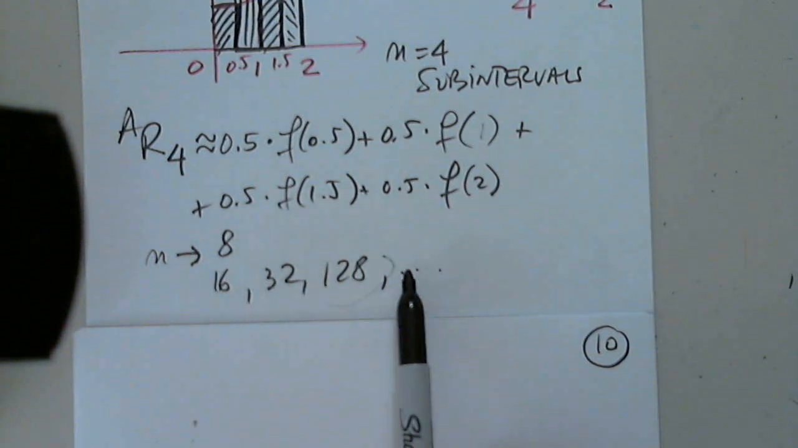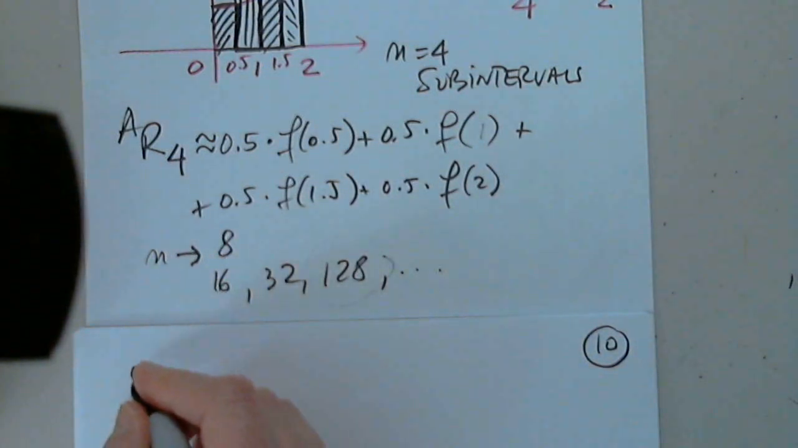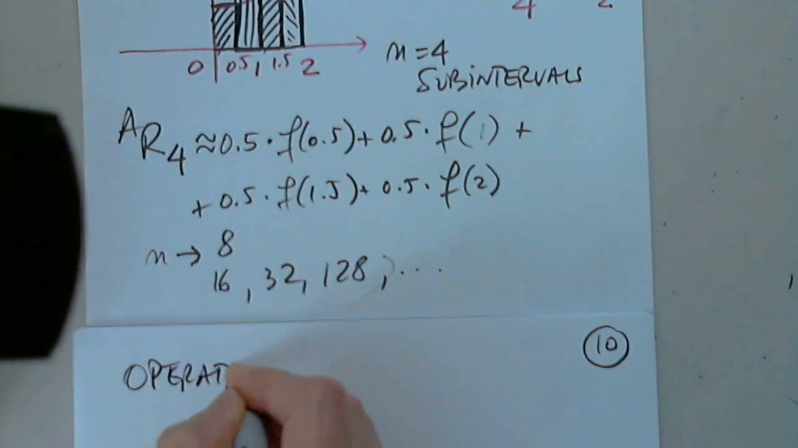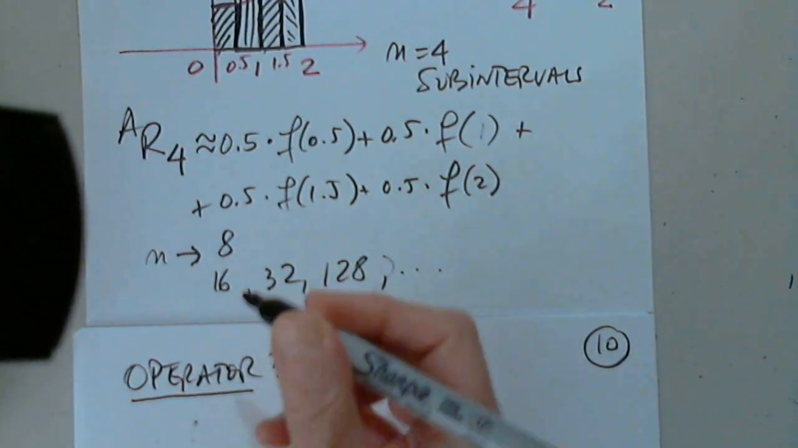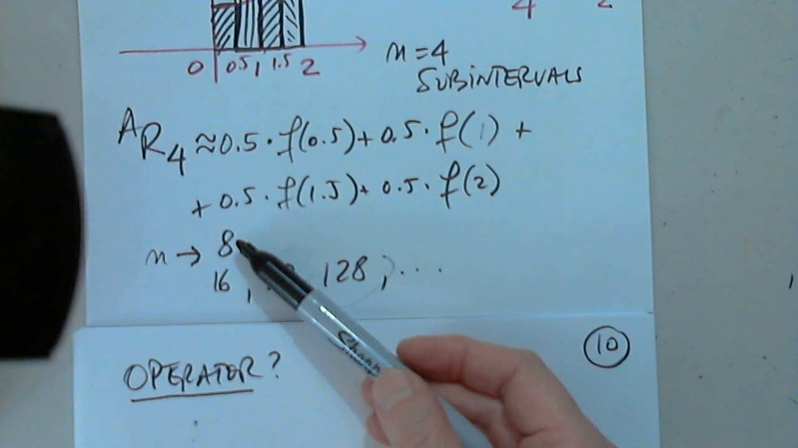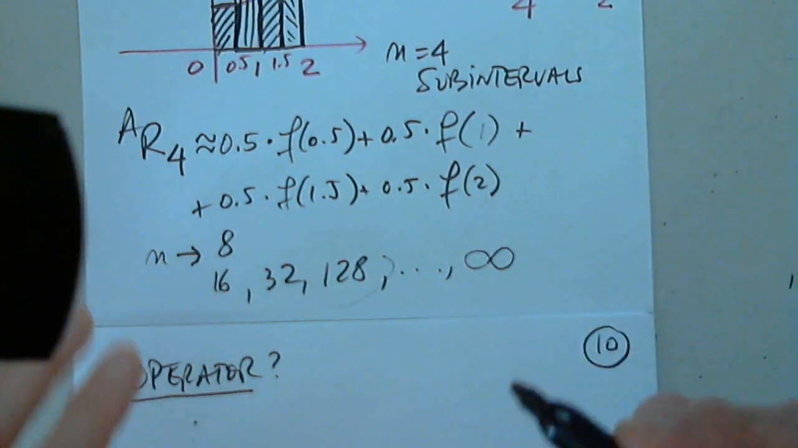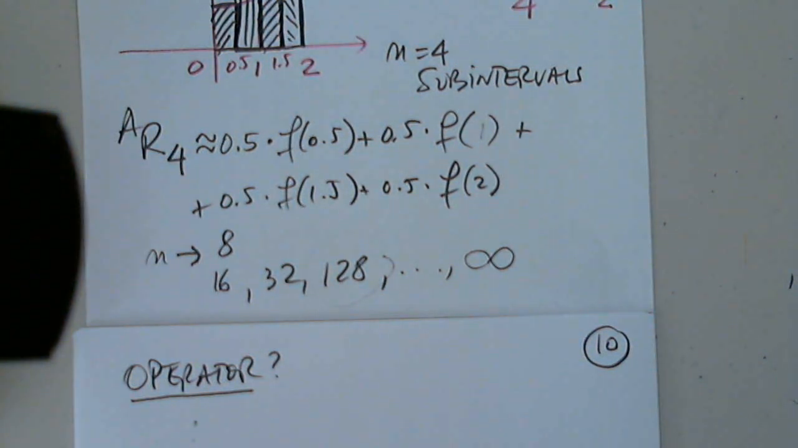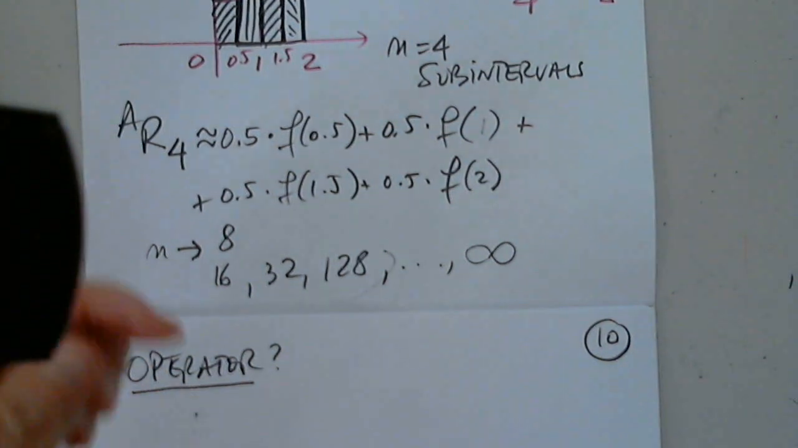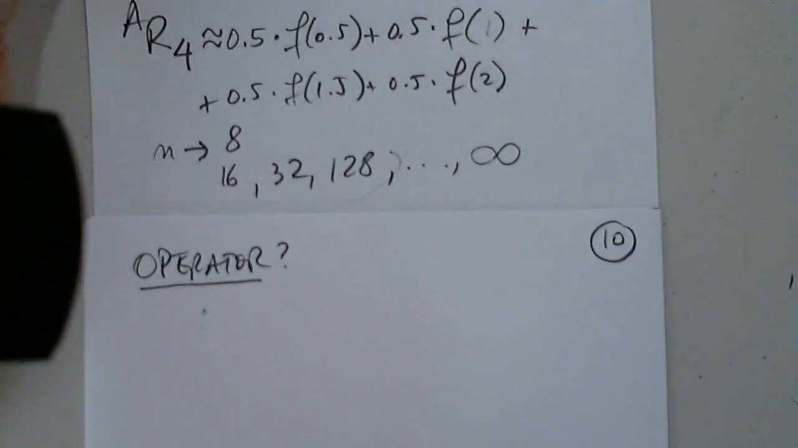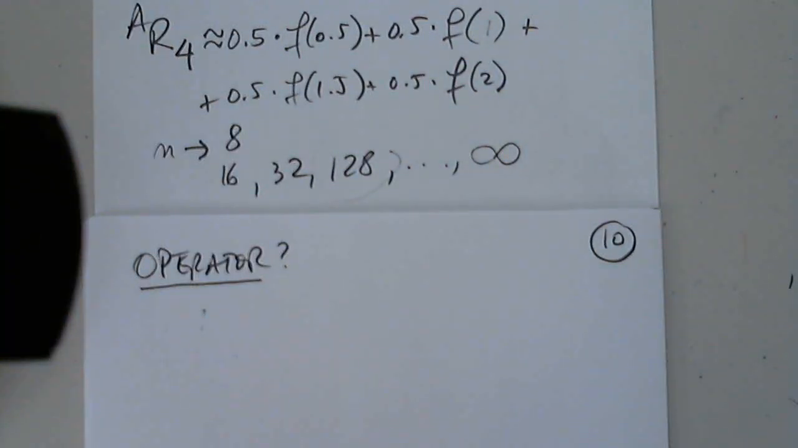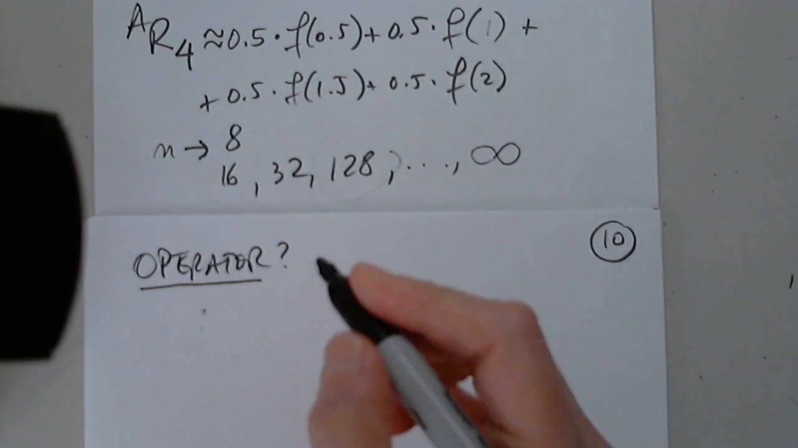Whenever we increased something, what operator did we use? What operator did we use when we said, oh, it goes to 8 and then 16 and then 32 and then 128? Maybe infinity. We used an operator from chapter 1. We constantly use this operator. We liked it or not, I don't know, but we used it all the time. What operator did we use?